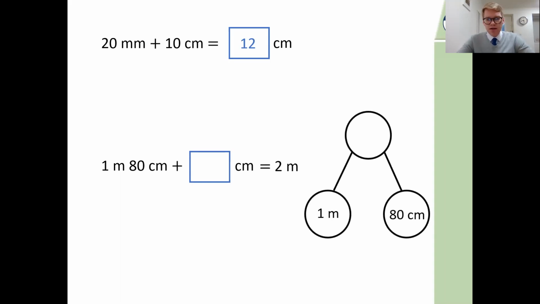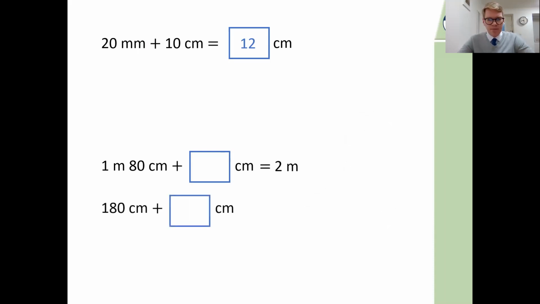Let's have a really good think. This is what we've got so far. We know we've got our 180 centimeters here. What is it we need to add to that 80 to get it up to the next one? It's 20, isn't it? We need 20 centimeters more to add on. So the answer is 20.